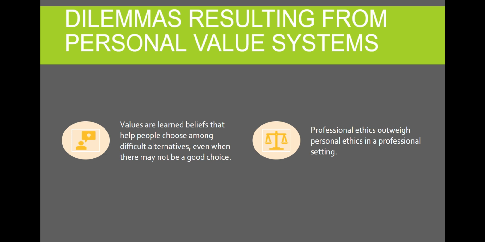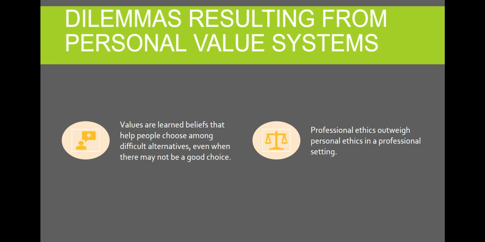Dilemmas resulting from personal value systems. Values are learned beliefs that help people choose among difficult alternatives, even when there may not be a good choice. So, our personal values might include loyalty to friends, might include kindness, might include nonviolence. Professional values are shared beliefs that we all have. So in nursing, our primary value is that we care about the patient and the patient comes first.